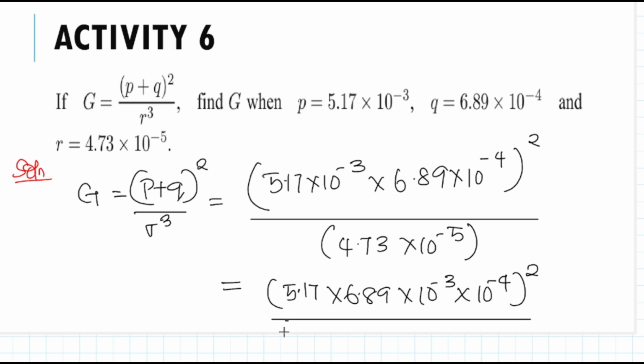For the denominator, we can open the bracket. This is raised to power 3, so we have 4.73 raised to power 3 times 10 raised to power minus 5 raised to power 3. So we can open the bracket at the denominator. Then we use the calculator to multiply 5.17 by 6.89, and that will be 14.9513.